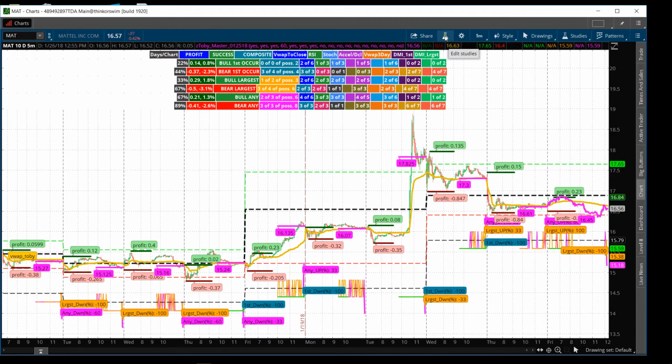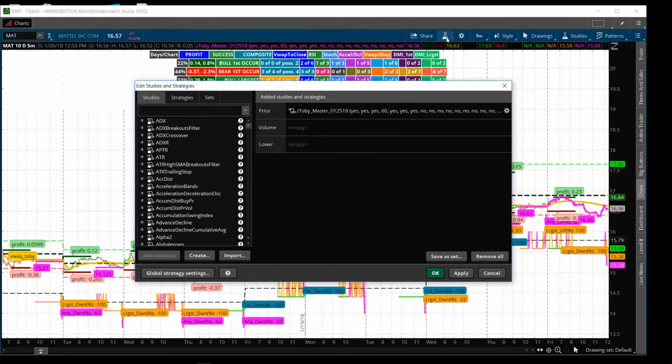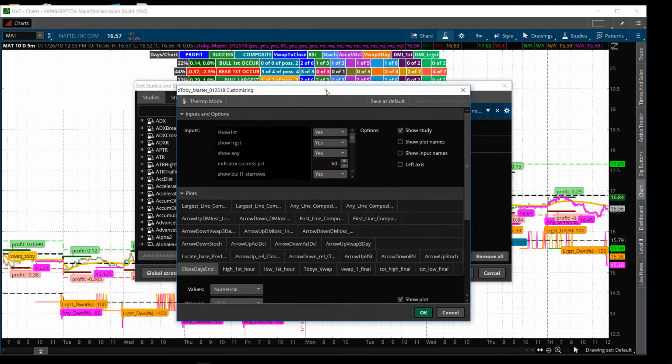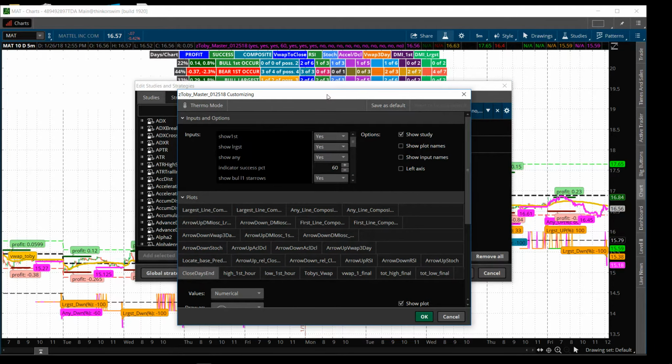So we go over here, and that's called the flask. I just hit right here, the flask or beaker. And now I go to the settings wheel here, and we said that we wanted to hide the bull first and the bull largest. So let's look for bull first. Okay, this is supposed to say bull first arrows. Thinkorswim for some reason puts in an extra space here where it shouldn't be. It's hard to read. Bull first arrows, and we want to hide those.